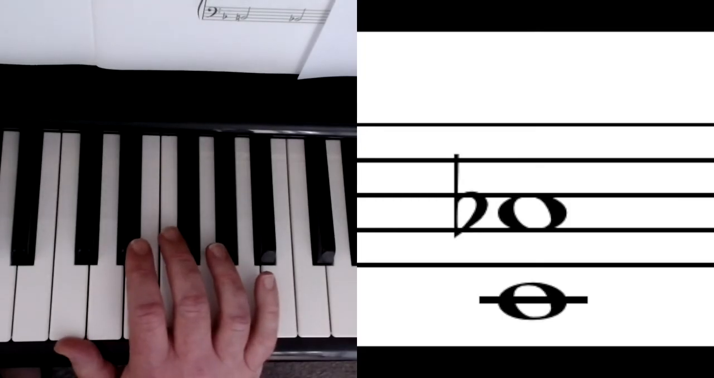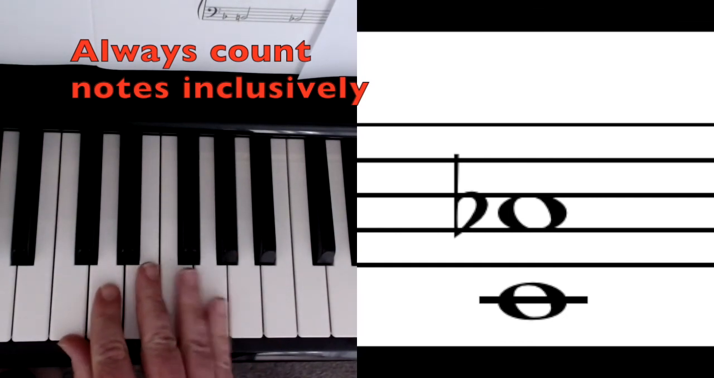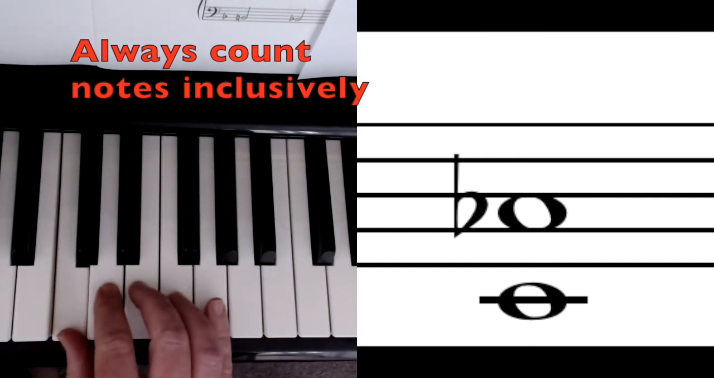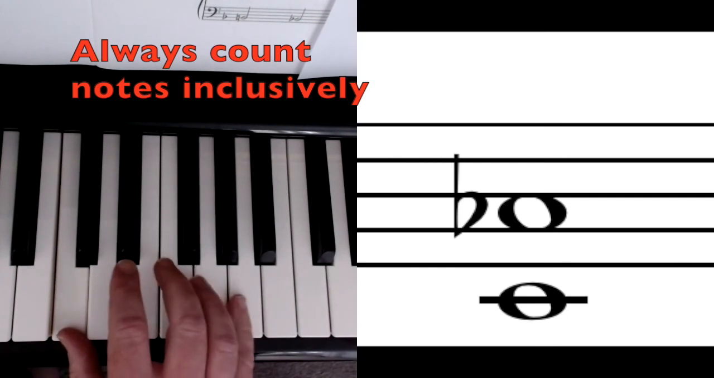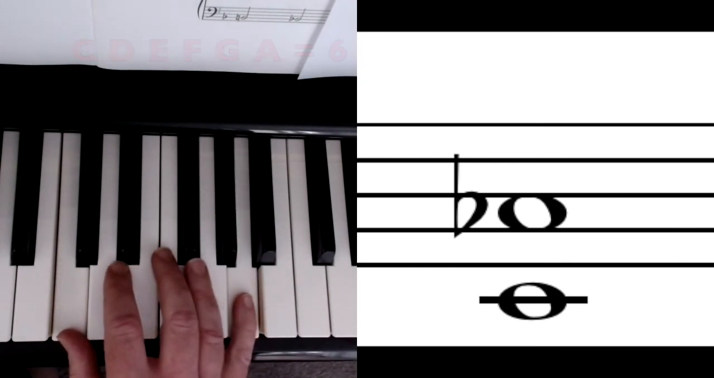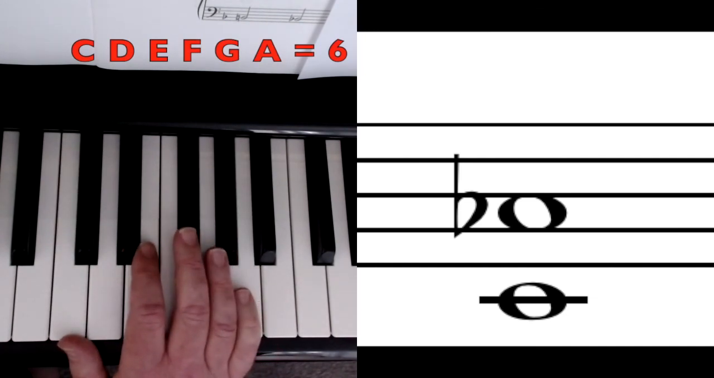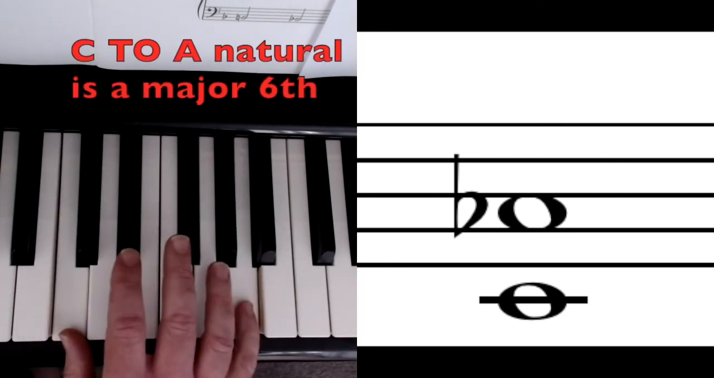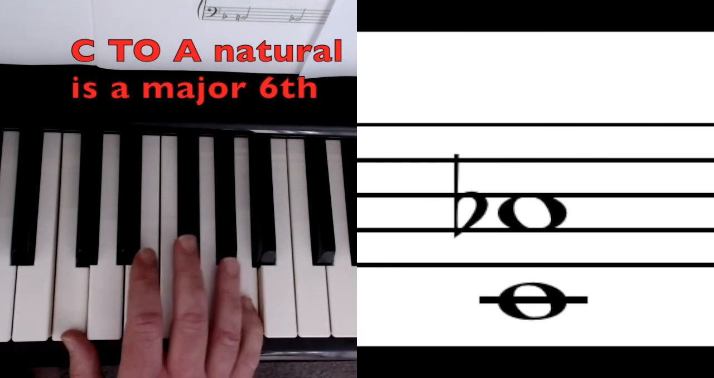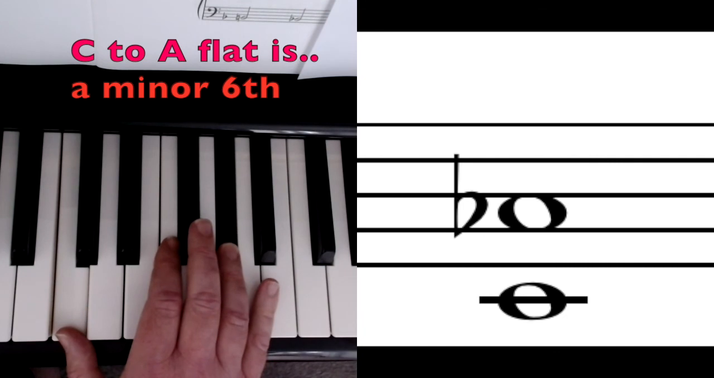This interval is written a little bit differently. Let's consider the number of letter names involved. C, D, E, F, G and A. In this case A flat. But there are 6 letter names involved. Therefore, because it is written in this way with 6 letter names involved, it's called a sixth of some description. So if it was C to A natural, it would be a major sixth, but with the A flat, it's considered a minor sixth.